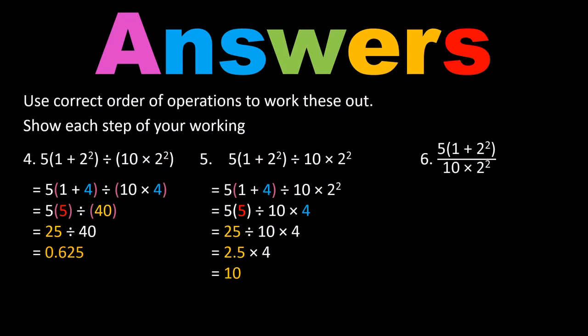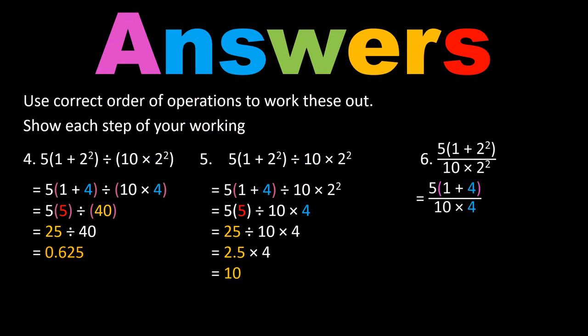Start by remembering that a fraction separates the top from the bottom, as if we're using brackets. Let's first work out what we've got on the top, and on the top there are brackets, and inside that bracket there is an exponent. So we'll work out that exponent first. On the bottom I see a multiplication and an exponent, so we'll work out that exponent as well.